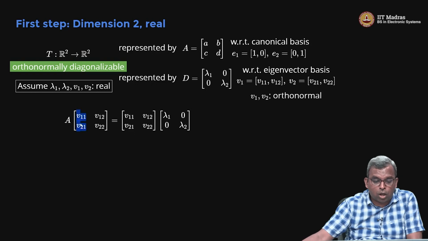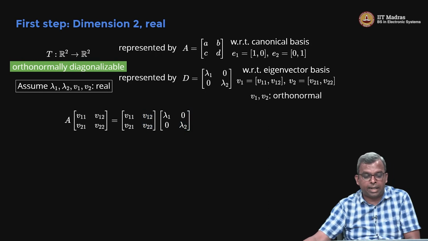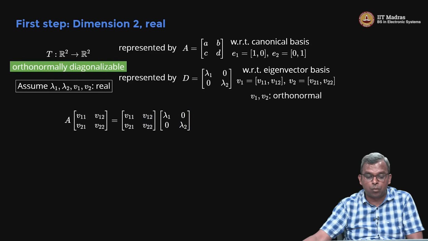If you look at the first column alone, A times the first column is lambda 1 times the first column here, right. So, that is okay. A times the second column is actually lambda 2 times the second column here, right. So, lambda 2 times the second column here. So, it is easy to see. So, A times S is S times D, okay.